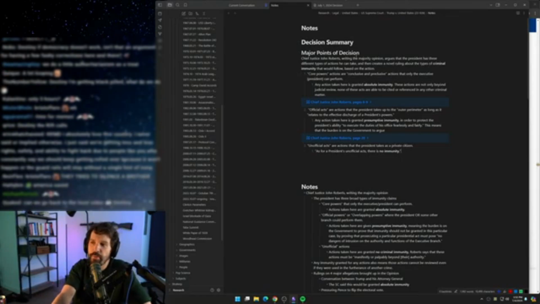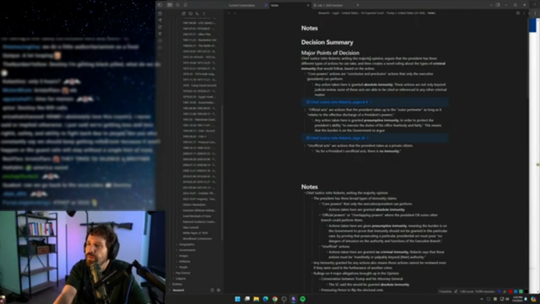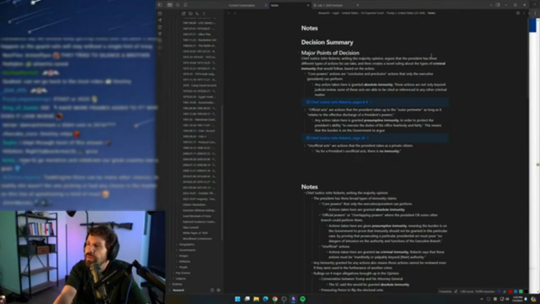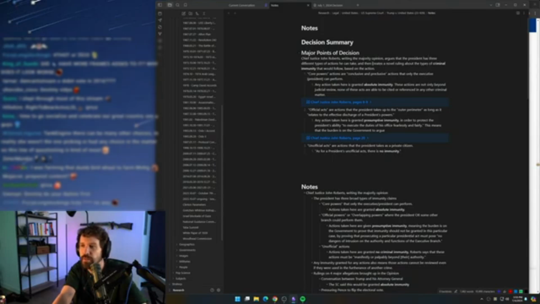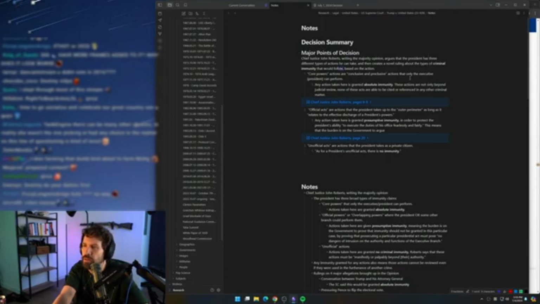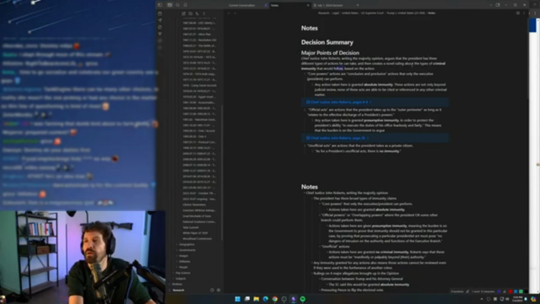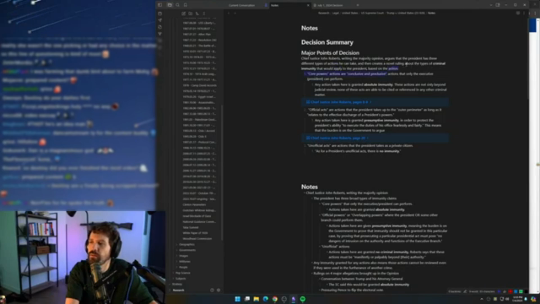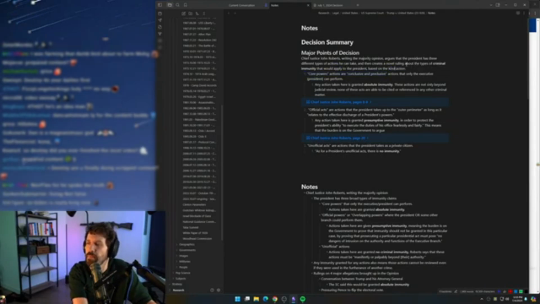Chief Justice John Roberts, writing the majority opinion, argues that the president has 3 different types of actions that he can take, and then creates a novel ruling about the types of criminal immunity that would apply to the president based on the kind of action.